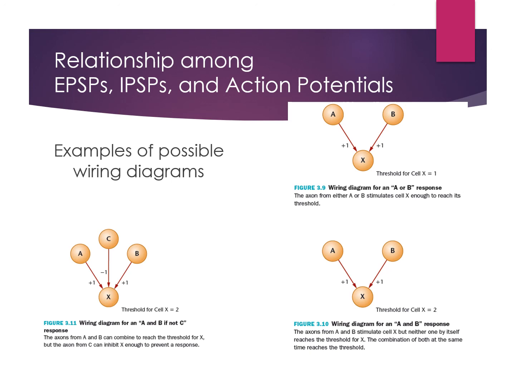And then figure 3.11, if you move over to the left at the bottom there, this is a diagram for A and B, if not C. So we still have the threshold for X is 2. If A sends its 1 unit, X does not fire. If B sends its 1 unit, X does not fire. If A and B each send their 1 unit so that it gets 2 units, X fires. But you can see that C has this inhibitory activation towards X. And so if A, B, and C, we get +1, +1, we get to 2, -1, we go back down to 1. Now X is not going to fire again.